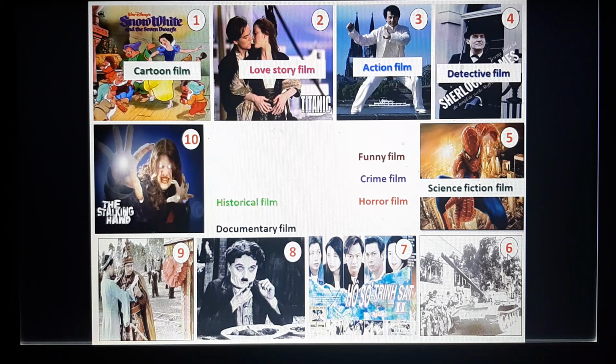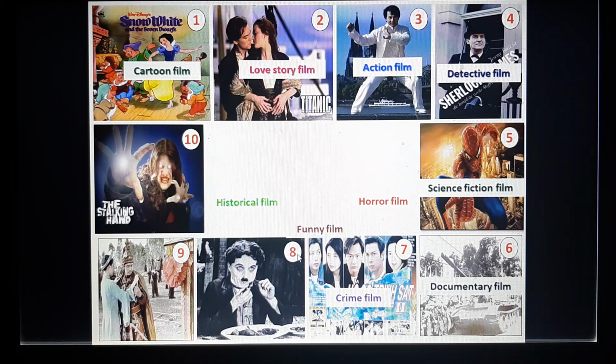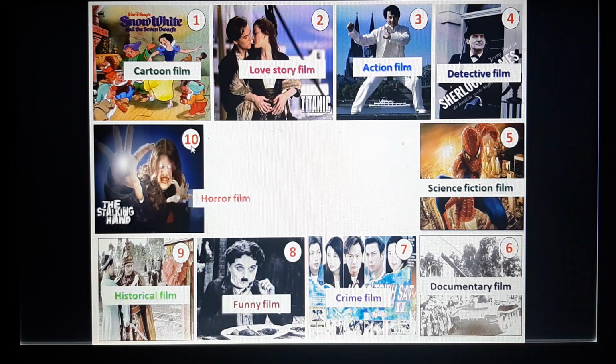6. Documentary film. 7. Crime film. 8. Funny film. 9. Historical film. 10. Horror film.